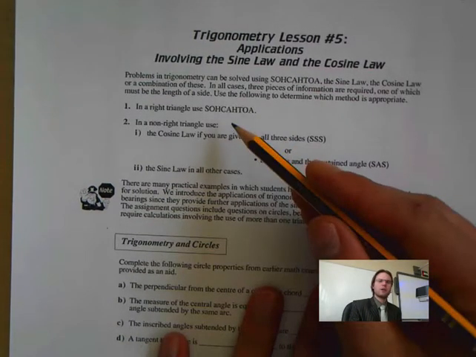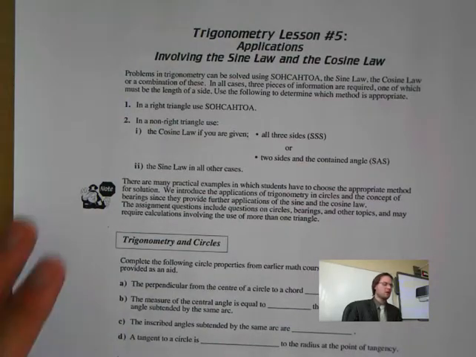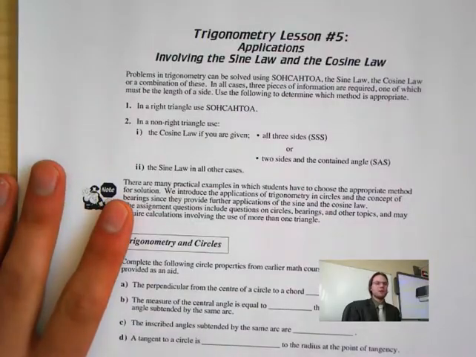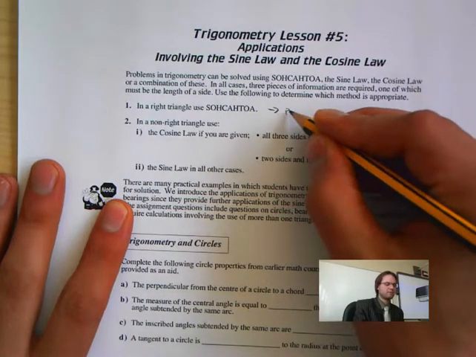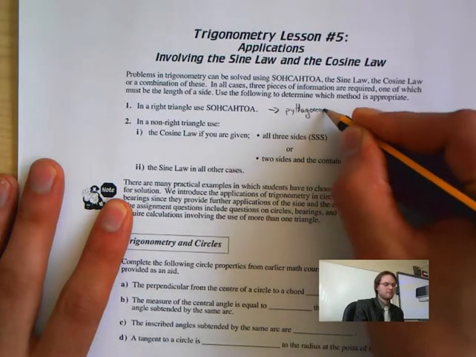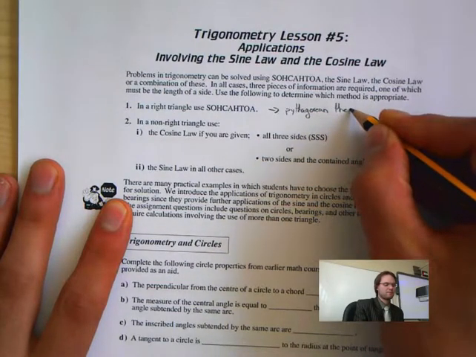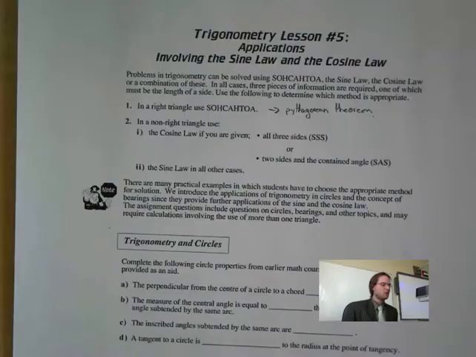Starting off, we're going to look at SOHCAHTOA. When do we use SOHCAHTOA? We use SOHCAHTOA every time it is a right triangle. Whenever it's a right triangle is also when we use the Pythagorean theorem. Now we look at the other part here. If it's a non-right angle triangle, then we have to use either sine law or cosine law.